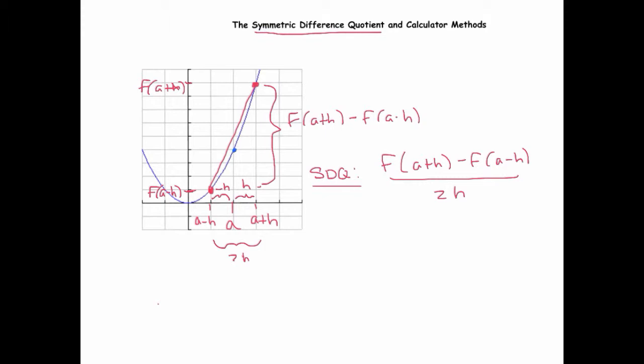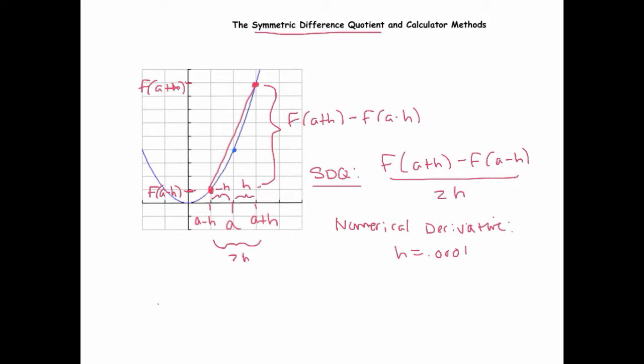And you can compute the derivative numerically by just taking your h to be really small. So if you just let h be 0.0001 or something, you're going to get a really good approximation of the slope of the tangent line. And the smaller you make h, the better the approximation will be.